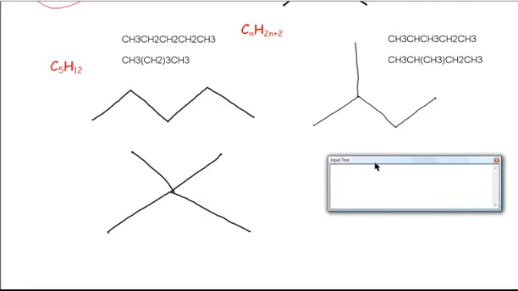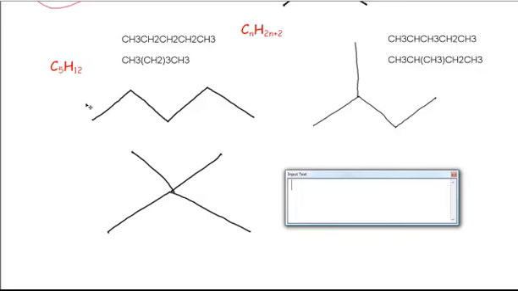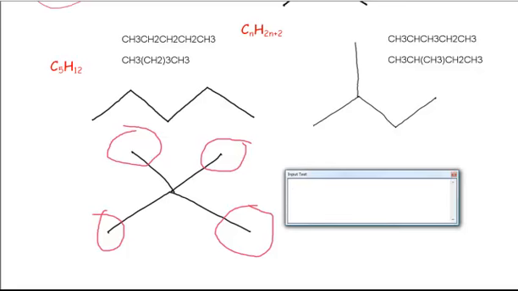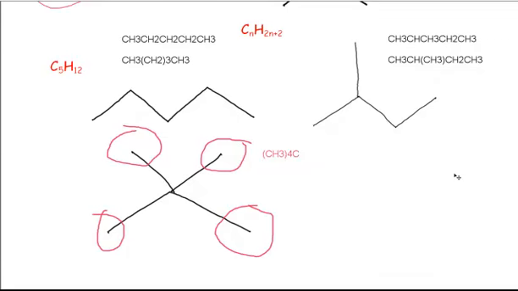And let's do our third. In our third, I have 1, 2, 3, 4 CH3s all attached to the same carbon. So I could represent that as CH3, 4, and then C. So that would be my condensed representation for this particular constitutional isomer of C5H12.